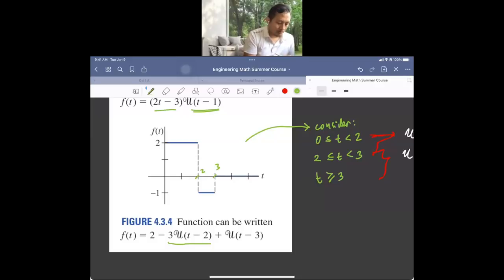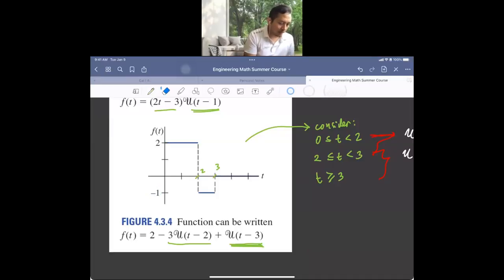So this practically says that this will be 0 after 3. So it will be 0, turned off. And 2 minus 3 here means that it may result in -1 at some point. And this can be made 0. So I hope you get the idea behind all of this.